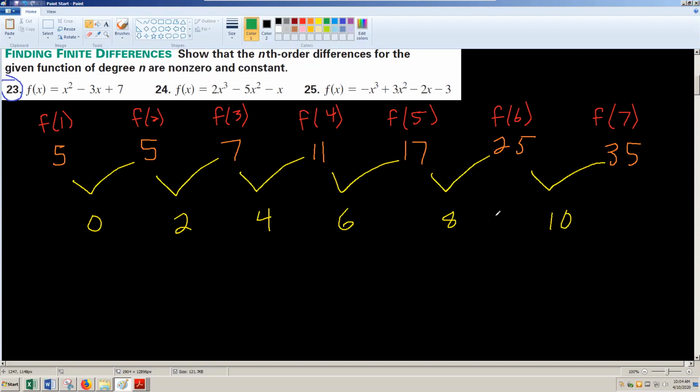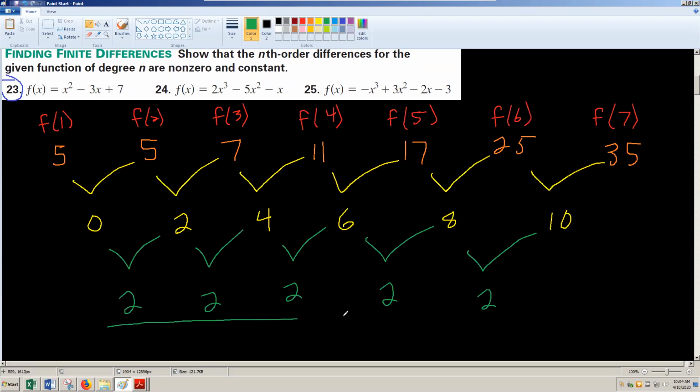And now I'm going to do 10 minus 8. So I'm going to do it again now, finding what order differences. So the row in yellow are my first order differences. And now I'm going to my second order differences. Note that this is a second degree function, so it should have second order differences. So 10 minus 8, 2, 2, 2, 2, 2. Cool. Now we have our second order differences that are all non-zero and constant. So here we have shown that they have nth order, nth being 2 here, differences for this function. Any questions here? So like on a test, this is kind of like what I'd be looking for.